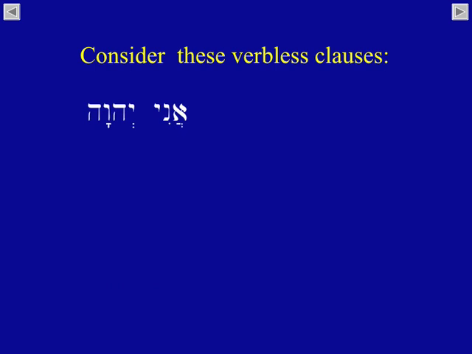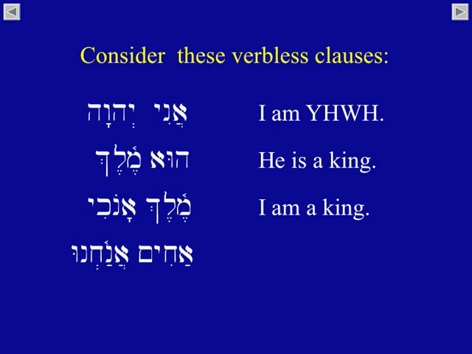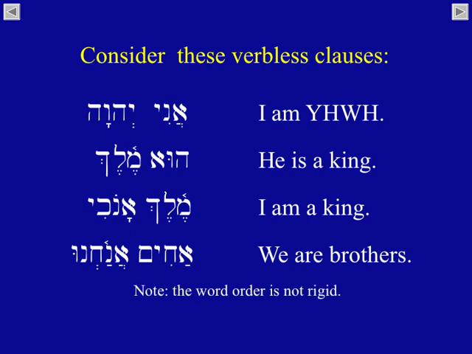So consider these verbless clauses. Ani Adonai, I am Yahweh. Hu Melech, he is a king. Melech Anochi, I am a king. Achim anachnu, we are brothers. In these verbless clauses, formed by a pronoun and a noun, the word order is not rigid.